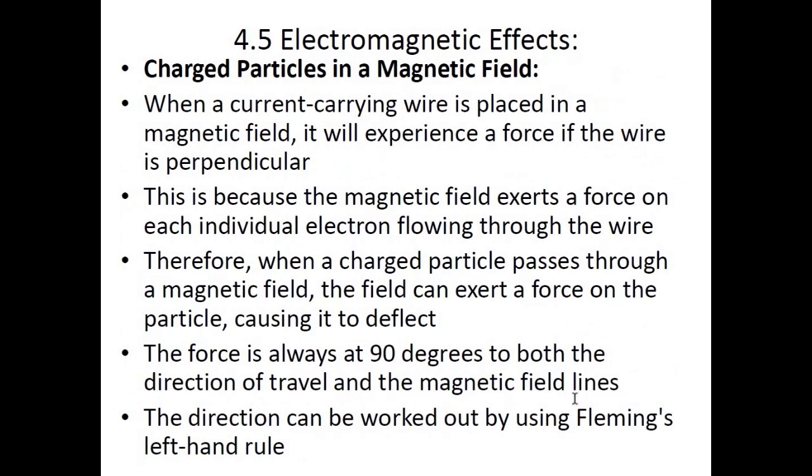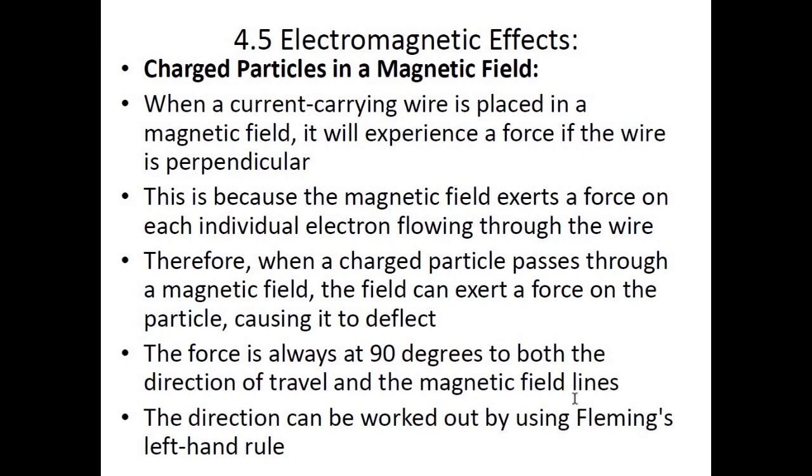Charged particles in a magnetic field. When a current carrying wire is placed in a magnetic field, it will experience a force. This is because the magnetic field will exert a force on each individual electron flowing inside that wire. Therefore, when a charged particle passes through a magnetic field, the field will also exert a force on that charged particle depending on its nature of the charge, causing it to deflect.